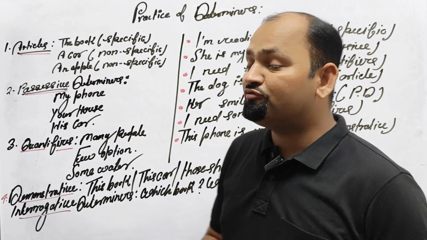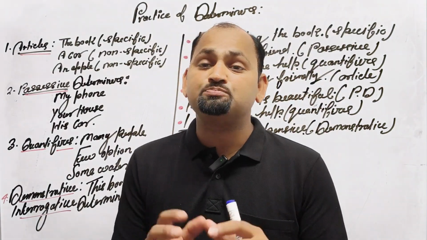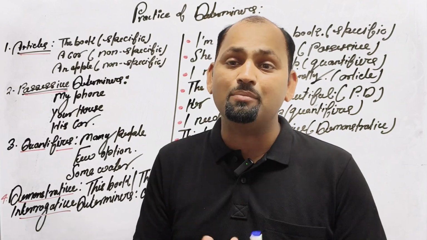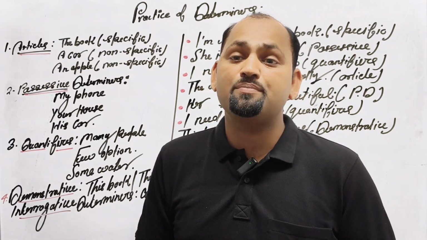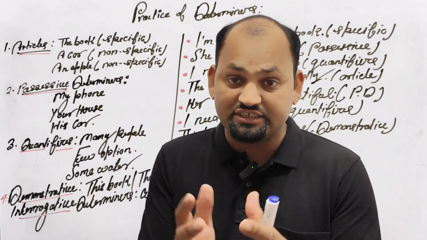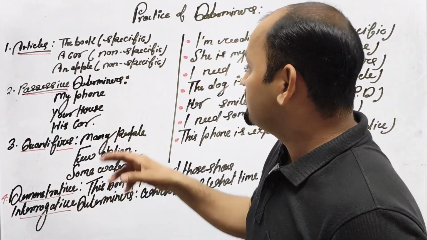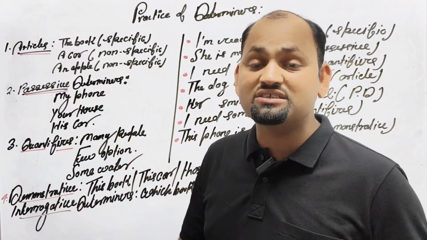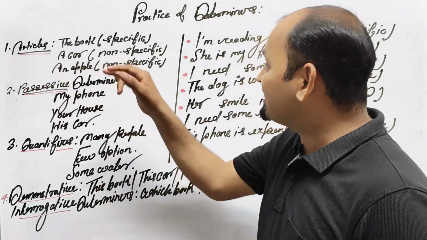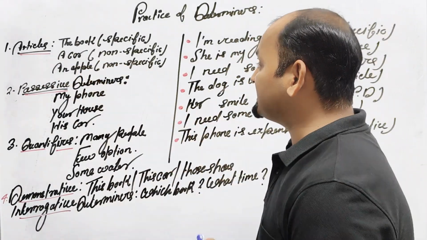The book, why? Because the book is a specific name: the Ramayana, the Mahabharata, the Quran, the Bible, and other books of writers and epics. We use the article the: the university, the Allahabad University, the Banaras Hindu University, and many more. A or an means this is non-specific.